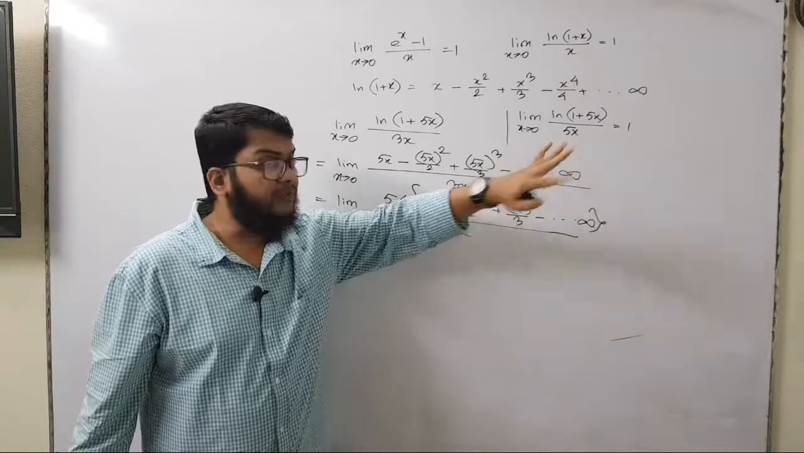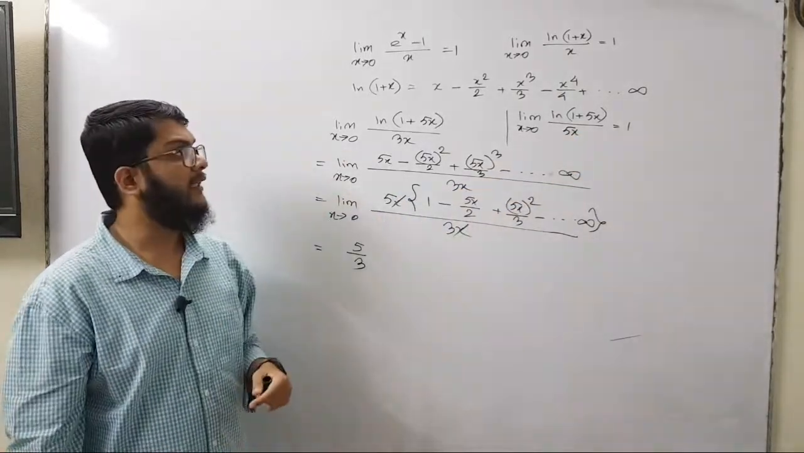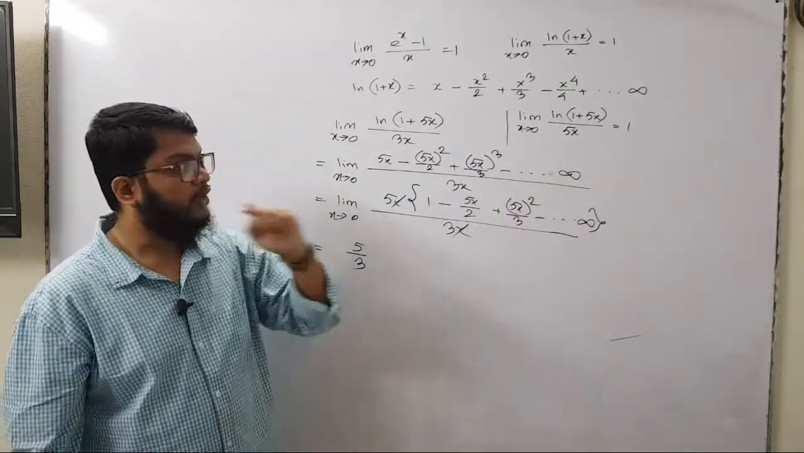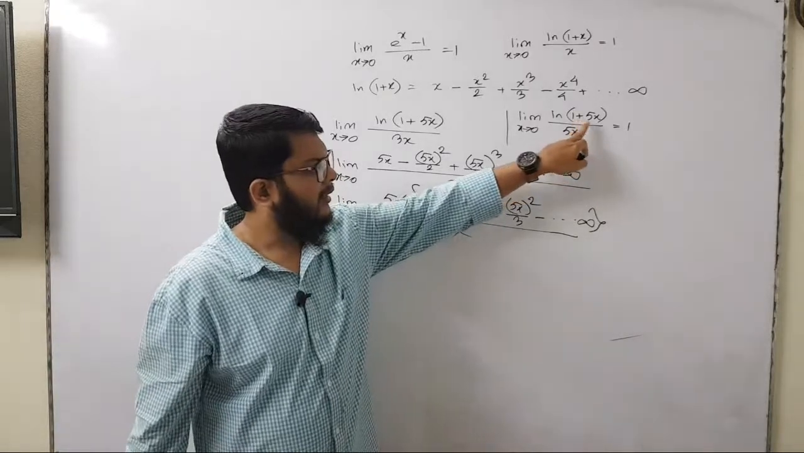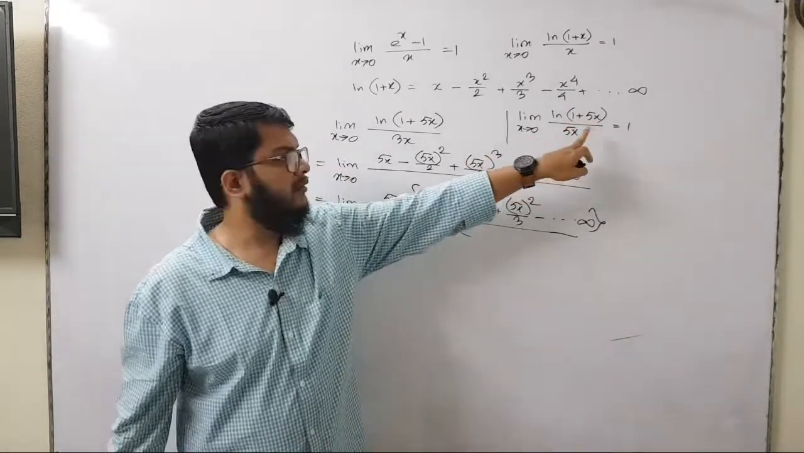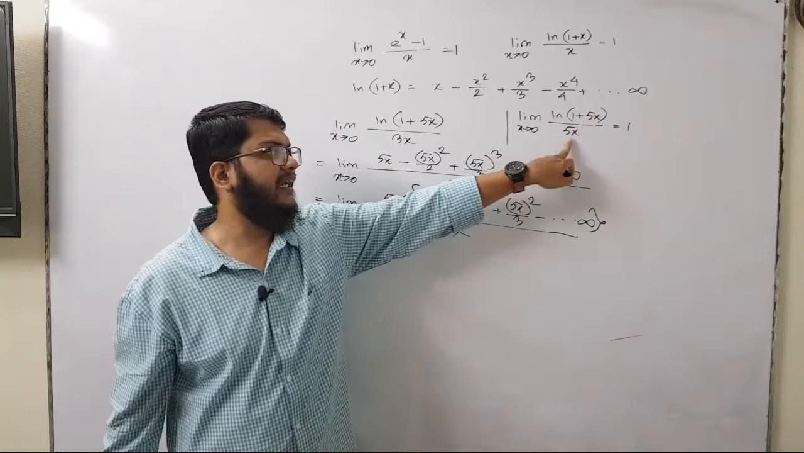So what can we summarize from here? We can summarize that if the term here, after 1 plus 5x, and this is also 5x.